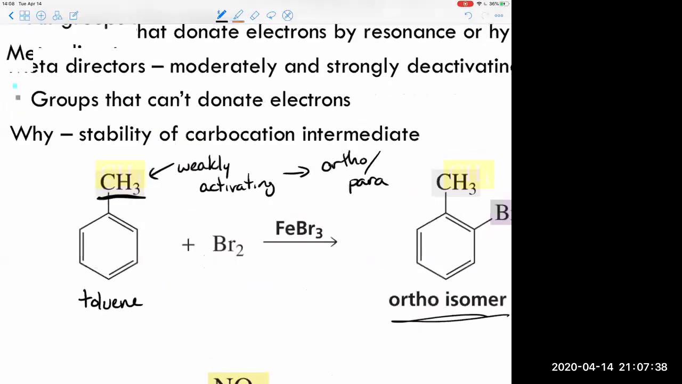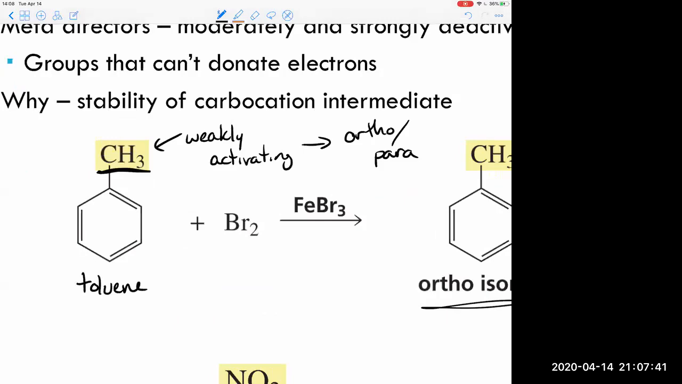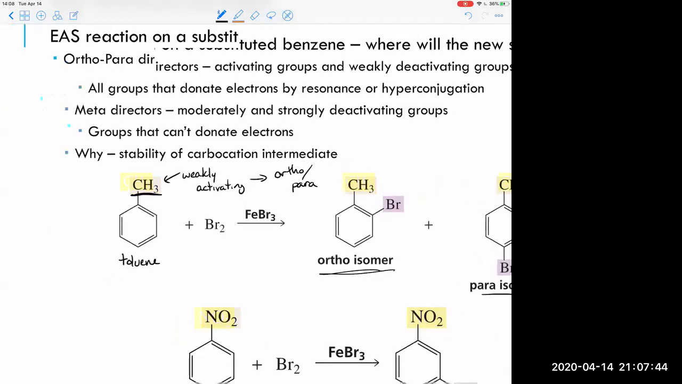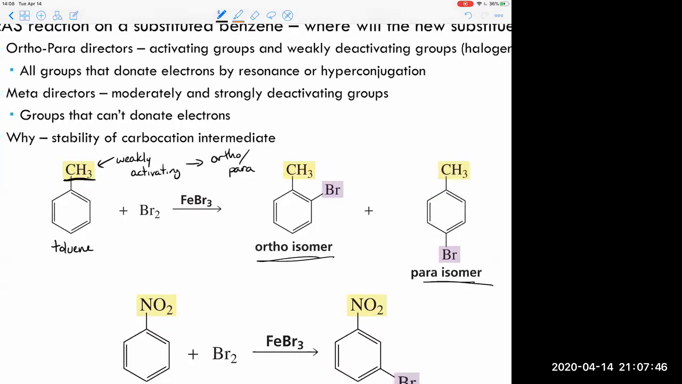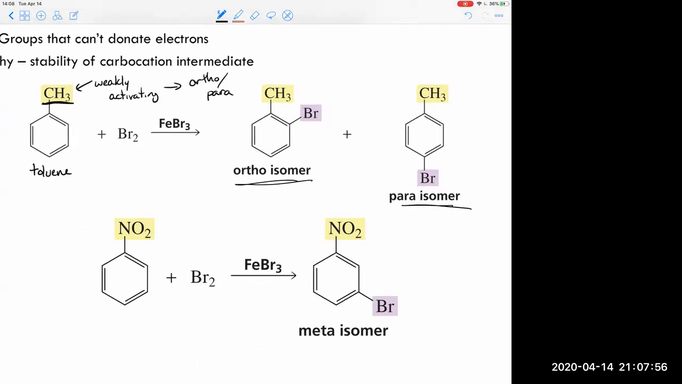So again, when we have toluene, that methyl group is weakly activating. So when I react that with bromine and iron(III) bromide, I get an ortho product and a para product. Likewise, if I take my nitro group, this one was strongly deactivating, meaning it was meta-directing. And thus, when I react that with bromine and iron(III) bromide, I get my meta isomer. No ortho or para.